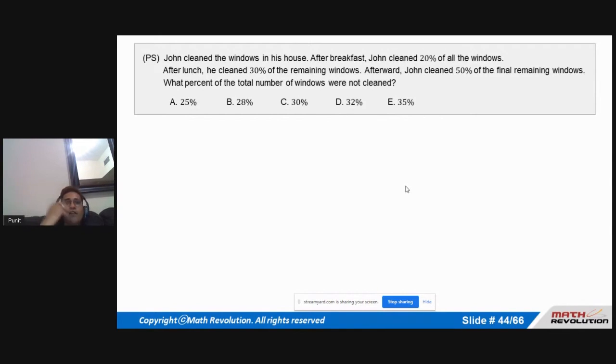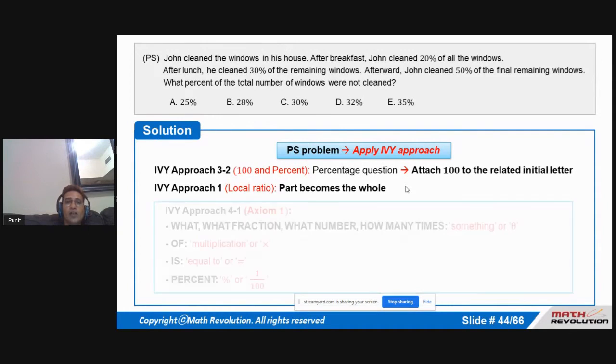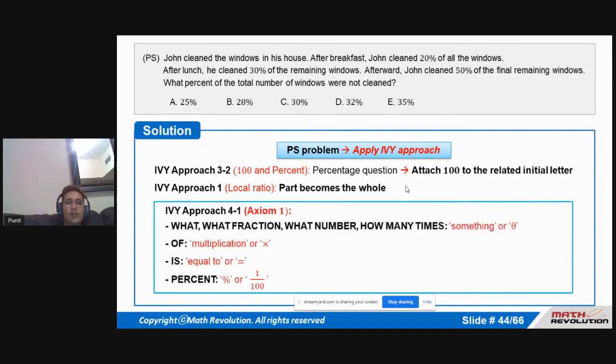That's axiom 1. We are dealing with percentages, so we need to talk about 100, and there would be a local ratio. So let's apply the IV approach. We're talking about the windows, which is W. Number would be 100. So the first slide right now would be pretty inferred. It will have IV approach 3, 2, which is 100 and percent. It will have a local ratio application. It will have an axiom 1 application, which deals with the words what, fraction, of, multiply, is equals to, and percentage 1 over 100.